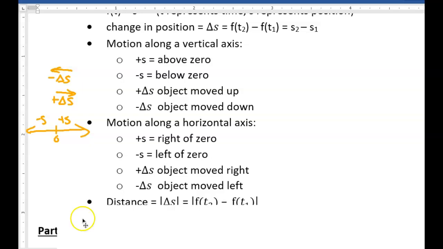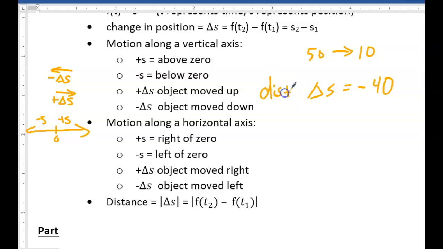Now, distance is related to delta s, in that it's the absolute value of it. So remember the example I gave you where I told you an object was at 50 and then it went to 10? What was the delta s for that? It was negative 40. That's what we would call the change in position, delta s. But if I asked you for the distance, distance is the absolute value of that, which is just 40.